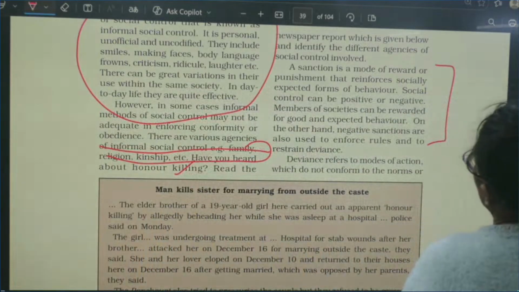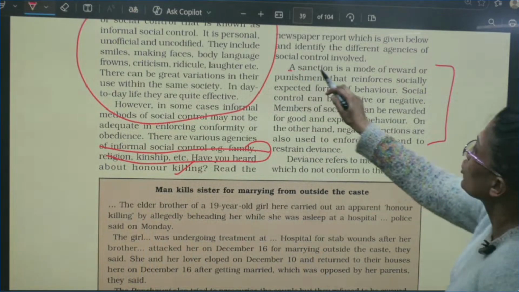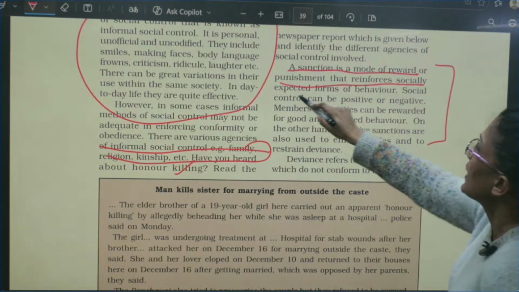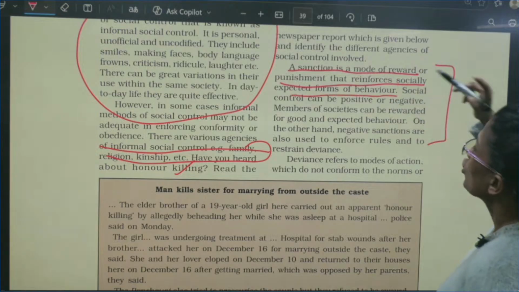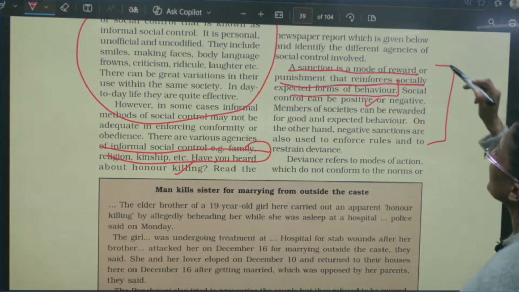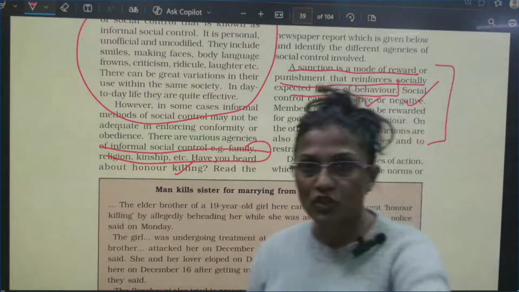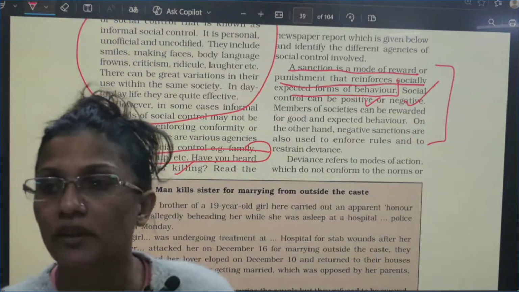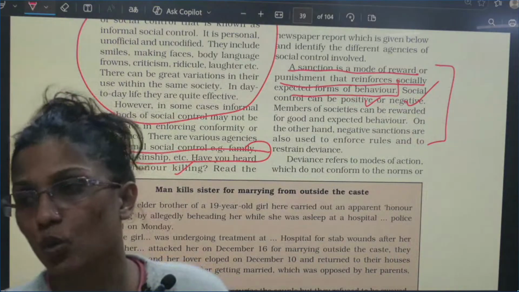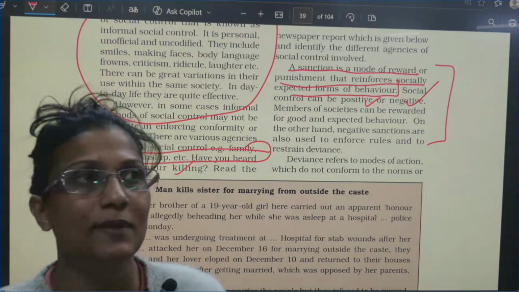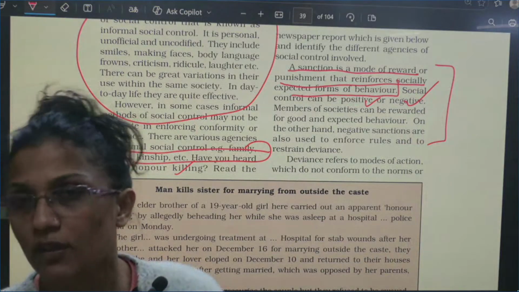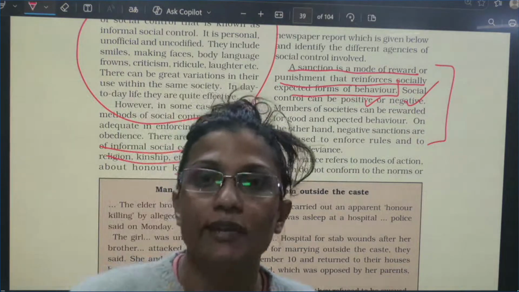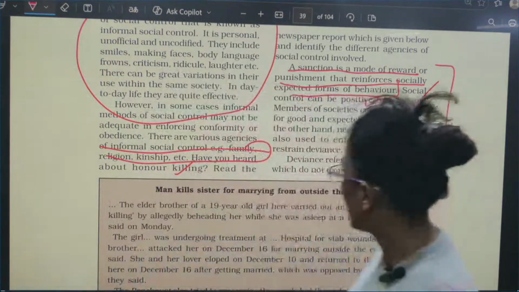Now we will write sanction. Sanction is a mode of reward or punishment that reinforces socially expected forms of behavior. So there is positive sanction and there is negative sanction. If you never get married, you will get negative sanctions from society. They are going to comment on this and that. And the positive is that you are living as per the expectation of society, positive sanction. Or those who are not living as per the expectation of society, they are deviant. Okay, it is written here.